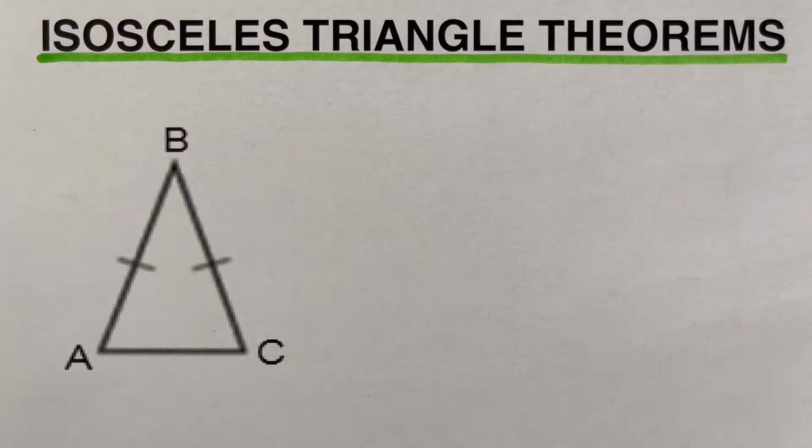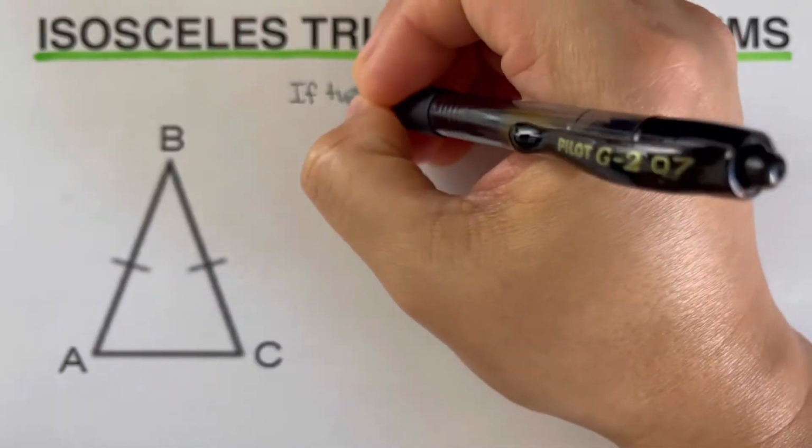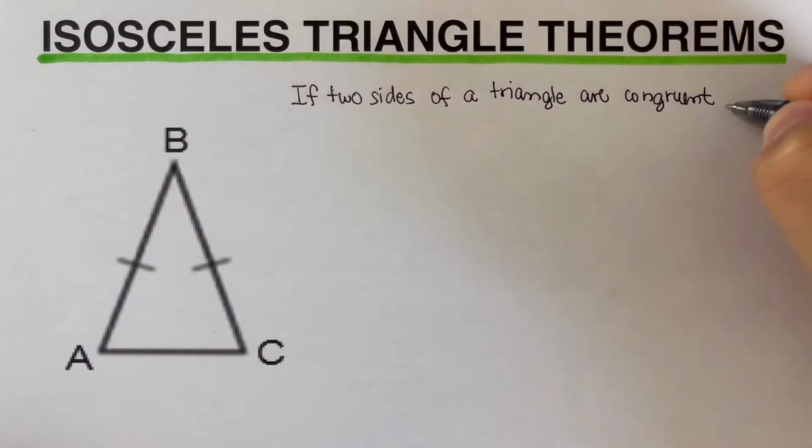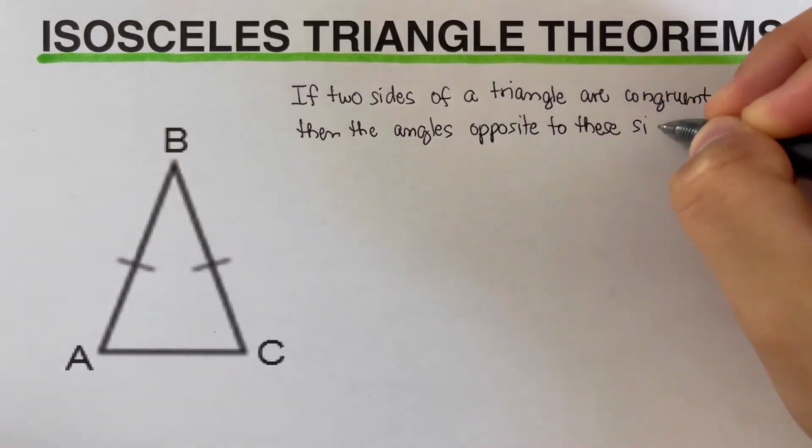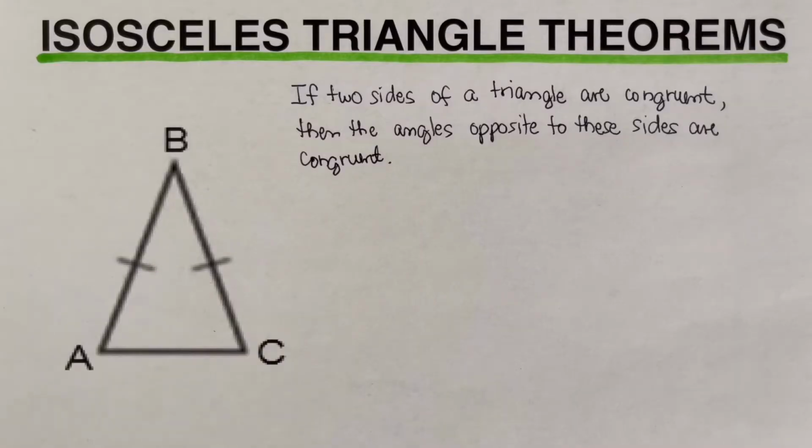This theorem states that if two sides of a triangle are congruent, then the angles opposite to these sides are also congruent. I'm just going to write that down here. Looking at this triangle, we have side AB and side BC. Again, these two sides are congruent. The tick marks tell us that.